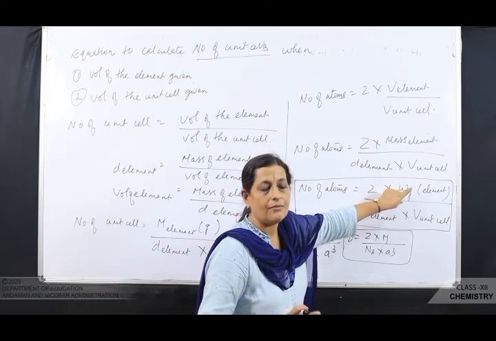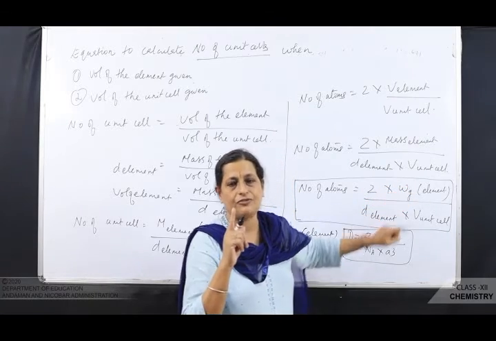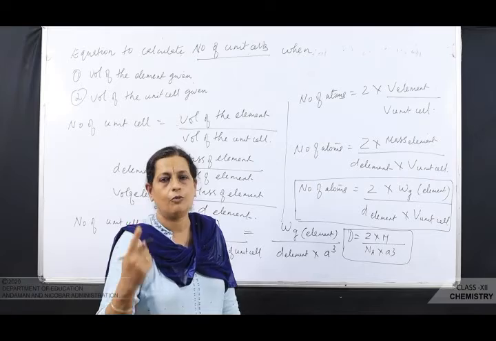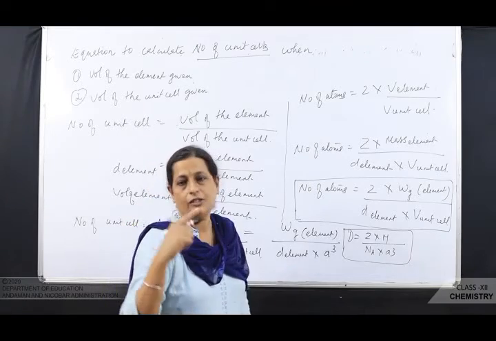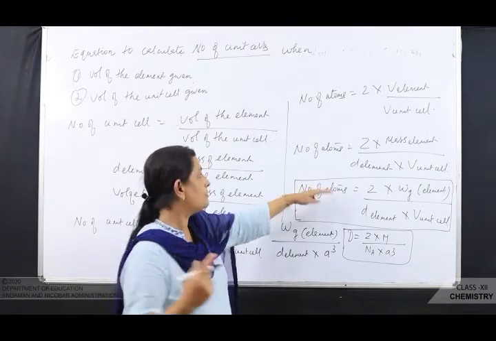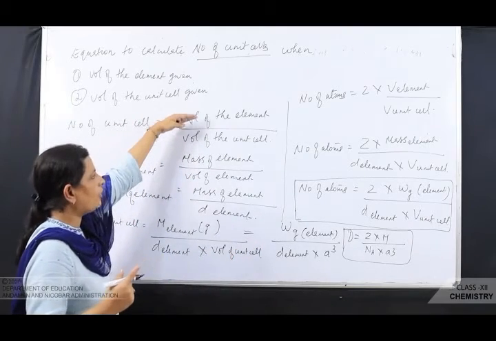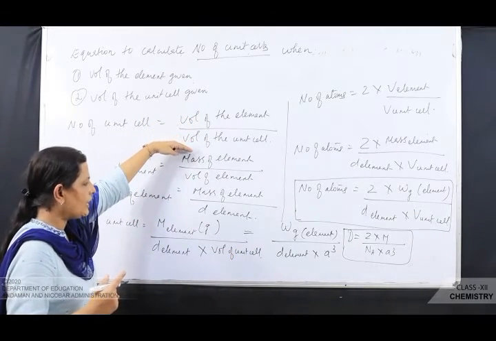The mass of the element should be given. It is not, do not get confused with what? Atomic mass or molar mass. Is it clear? I will give you a question related to this. So, understood? Number of unit cell is equal to volume of the element divided by volume of the unit cell.